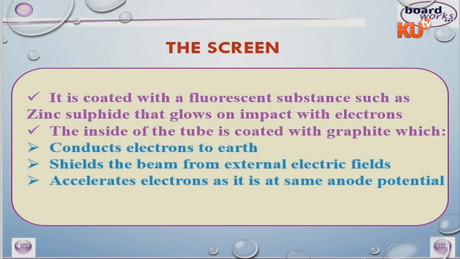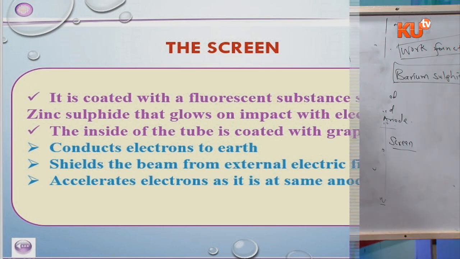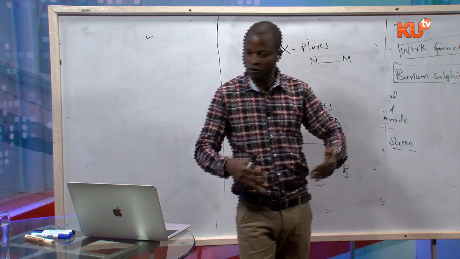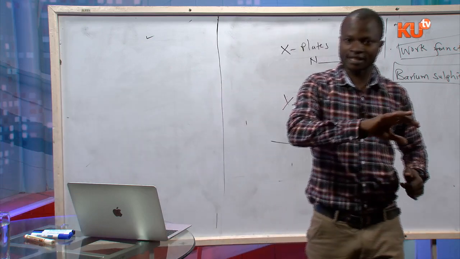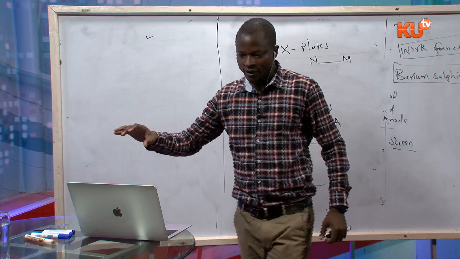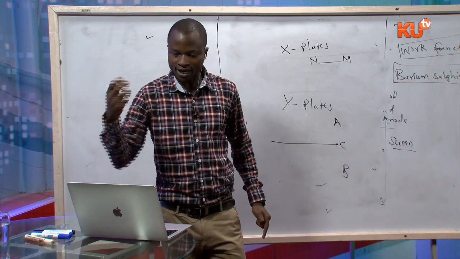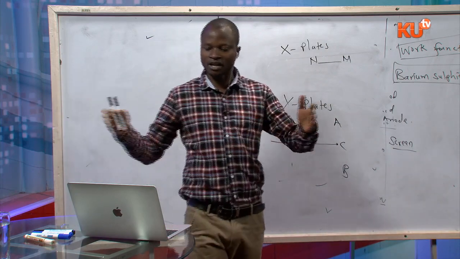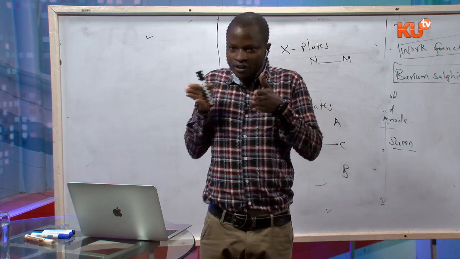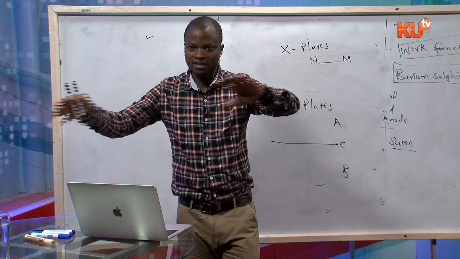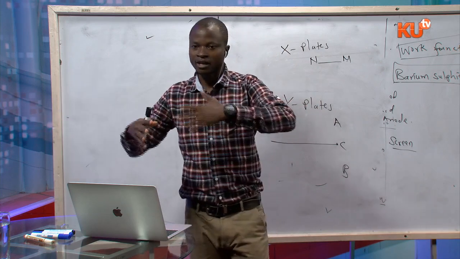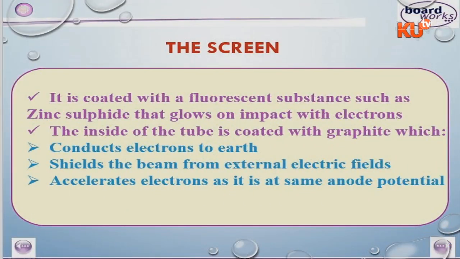Then the inside of that tube is coated with graphite. Why graphite? Because it conducts excess electrons to earth. There is what we call earthing. Also, that graphite will shield the beam from external electric fields, because we need the electrons to move in a particular way. If we have external electric fields, we shall have interference in the motion. It will also accelerate electrons as it is at the same anode potential.